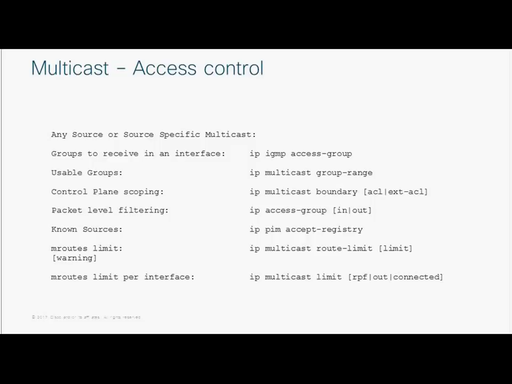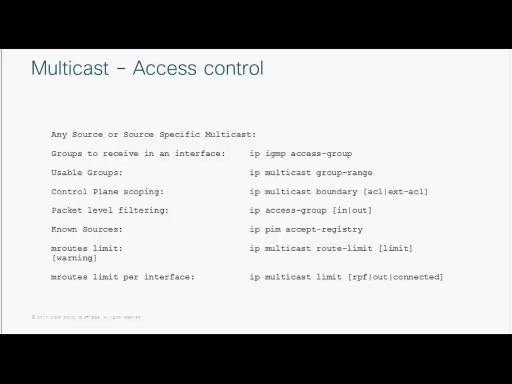Now we have control plane scoping, where we can have the IP multicast boundary. As we saw in the previous examples, we can set those boundaries in order to prevent receiving fake messages or unwanted messages. Sometimes, I would say, it's not because they are attacks, but misconfigurations from partners or other implementations, right? We also have packet level filtering. We can have access groups.